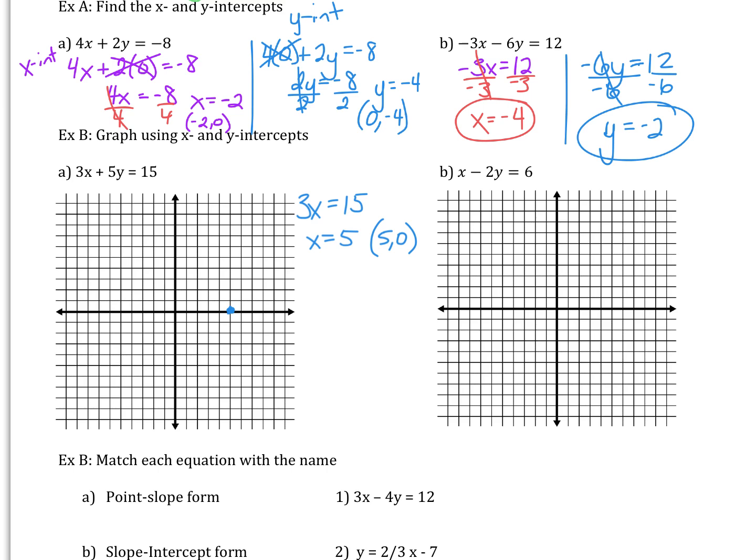All right, so then for my y, what's my little mini equation for y? If I cover this up, yeah, 5y equals 15. We divide. So what's my y? Yeah. So I get a point at (0, 3). So on my y-axis, I put my point right there. I've got 2 points. I can connect the dots, and there we go. And we've got a line.